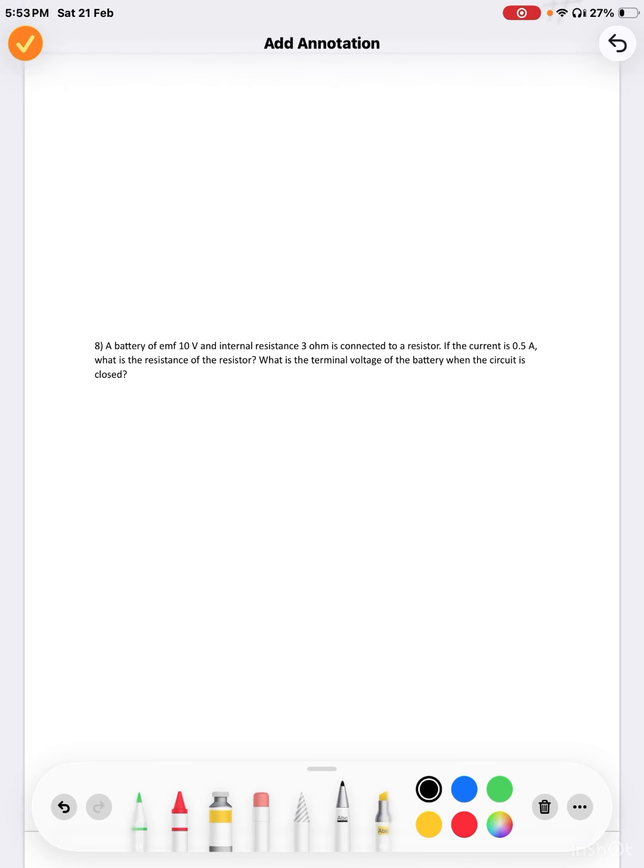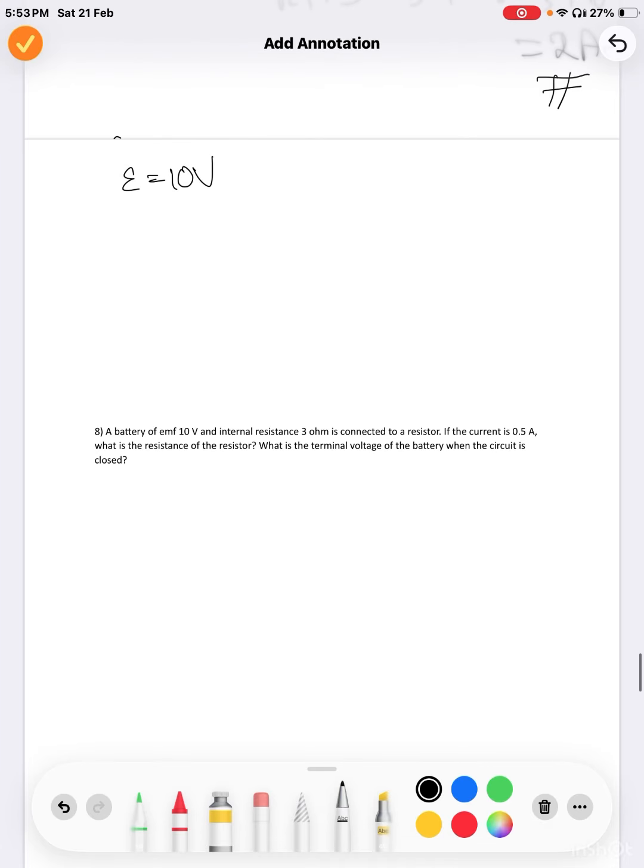So what is the given data? The given EMF of the battery, the EMF is 10 volt. So make a habit of writing given data always, because which is required for the board examination.